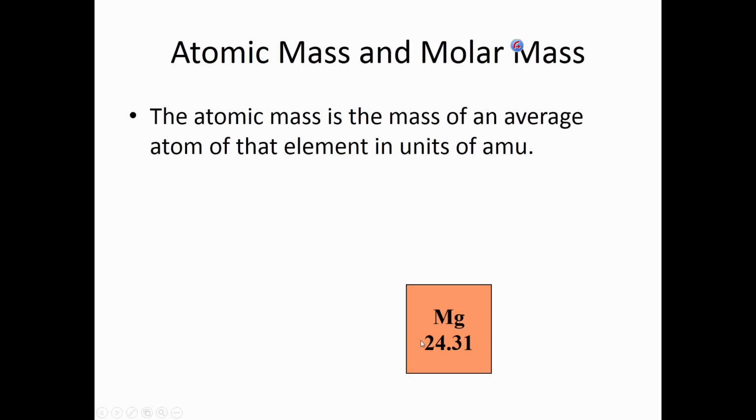It is not a whole number, so we're not showing it, but the number above the symbol of the element is a whole number. For magnesium, that would be a 12. And the number below that, which is not a whole number, is the atomic mass. So that is the average for any given element.